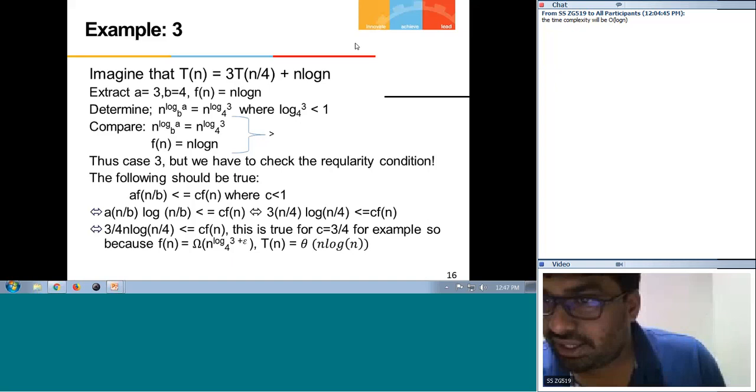Why do you have to check for the regularity condition? See, the regularity condition is checked to ensure that there is no external case that is going to run faster. The internal condition should not run faster than the external condition. For that, we will always be checking regularity.